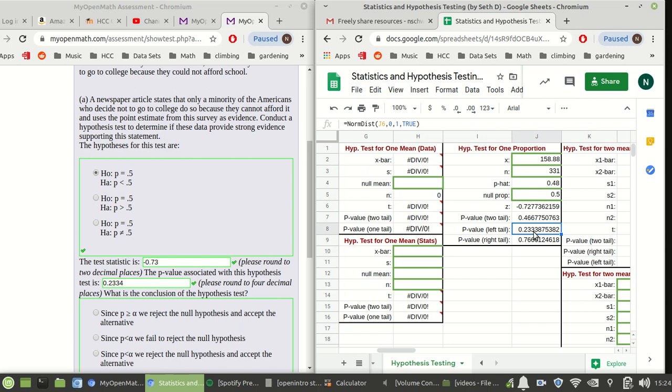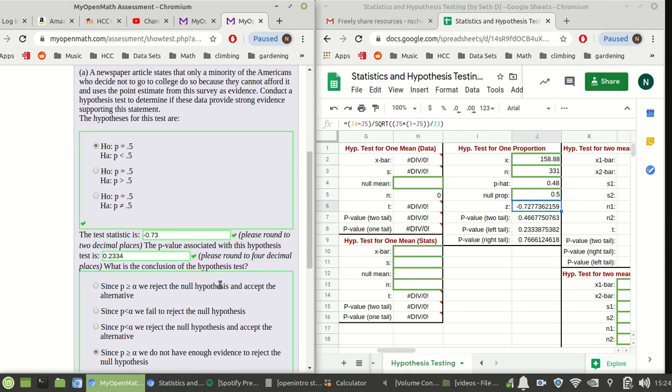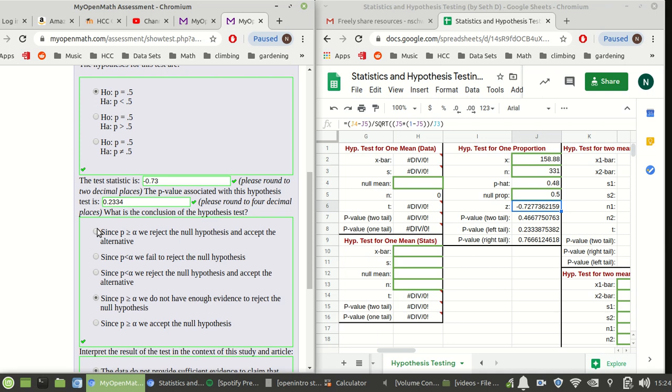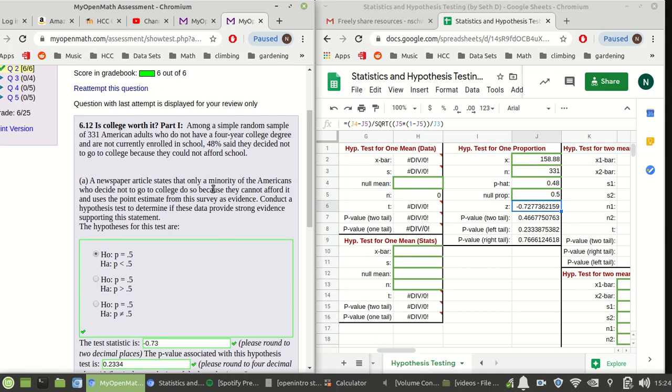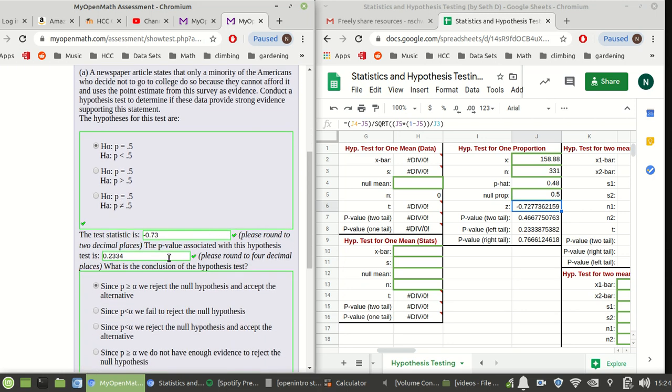So this is the number we want. This is the p-value associated with this hypothesis test. Our test statistic was the z-score that we would have computed. We've got all these choices now. So alpha is not given to us. So what we're going to do is say alpha is 0.05 in general, and 0.05 is our cutoff for this.